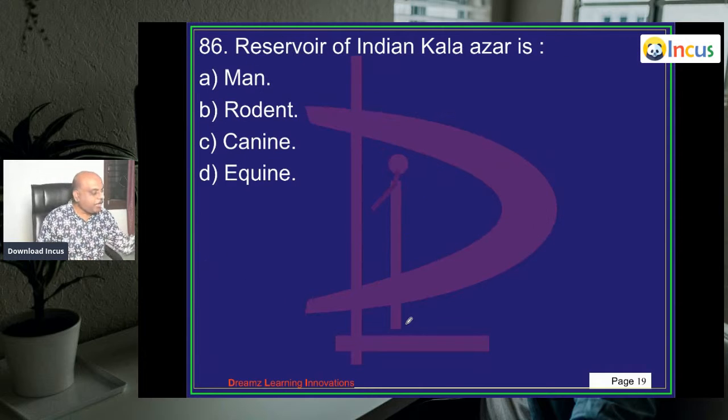So what is the reservoir of Kala Azar? If you take the most recent NEET PG exam, in every NEET PG the examiner will show a vector or life cycle of an infection and ask which vector-borne illness it is. So that is the reason you have to be very sure on all these life cycles. The reservoir of Indian Kala Azar is man.